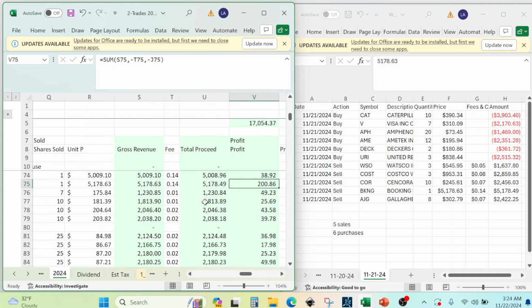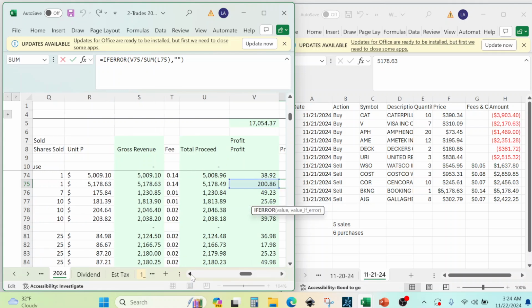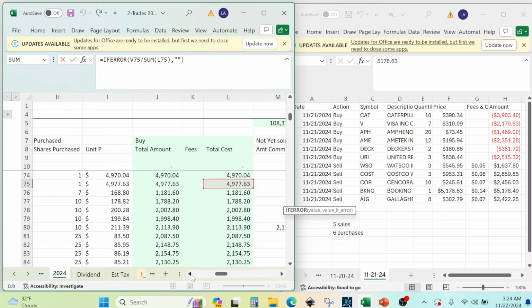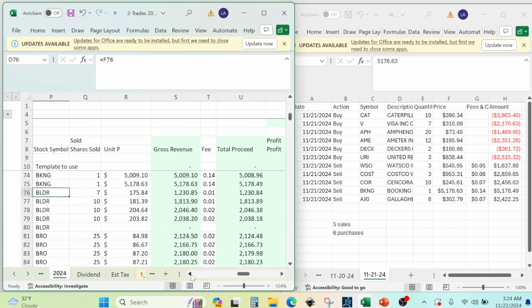Okay, so we sold it, paid 14 cents in fees on it, and we made $200 profit. Sweet. And you see the rate. The rate is taking the profits divided by the costs, and that's it. We didn't annualize the rate. We just take the profit divided by the cost to make it simple. So we bought it one day and sold it the next.